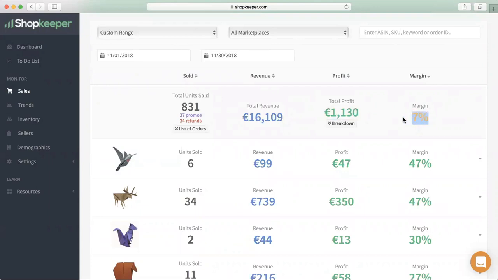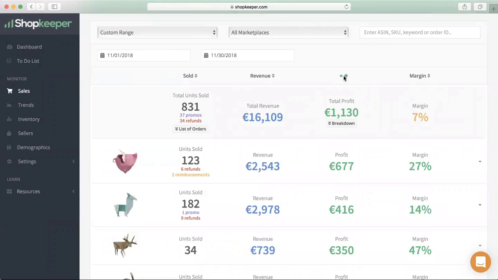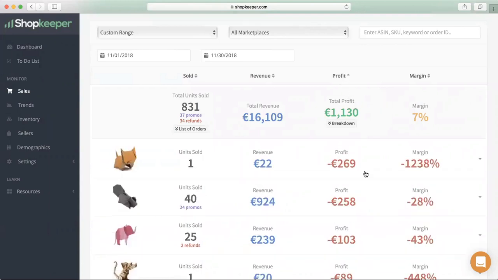Something is not going so well, and you need to know why and what is happening exactly, why it's only 7%. So the way you would analyze is this. Instead of looking by the margin, I would recommend sorting by the profit, but in the descending order, so that you would see the worst performance first. And right away, we see this orange cat product.